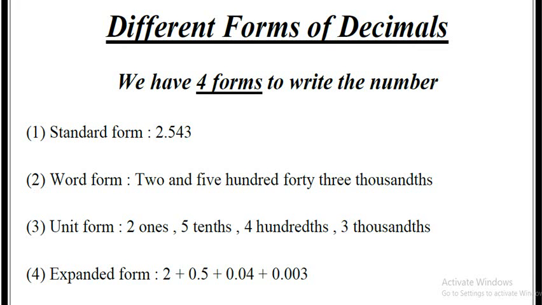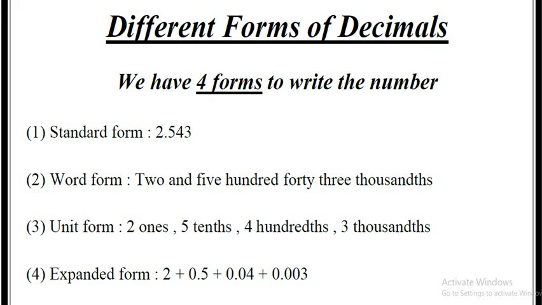Now let's talk about the different forms of decimals. We have 4 forms to write the decimal number. The first one is standard form, and standard form means write the number in digits, like 2.543. Number 2, word form. Word form means we need to write the number in letters. So 2.543 will be 2 and 543 thousandths.